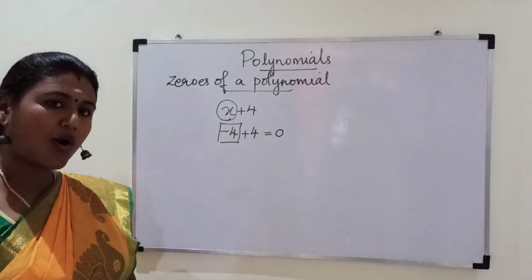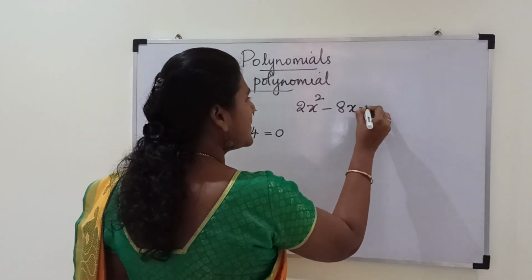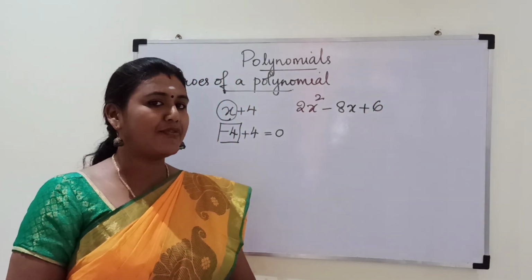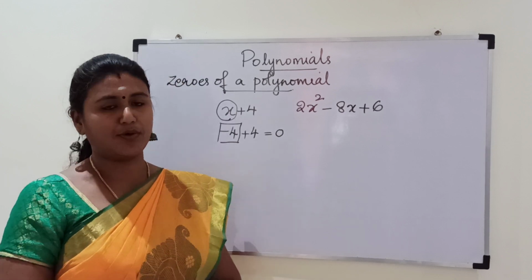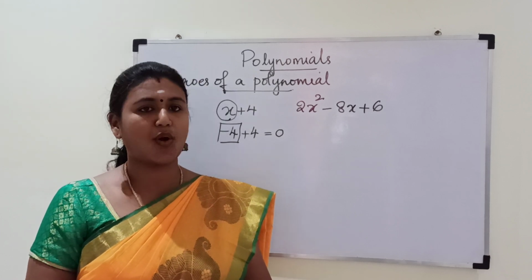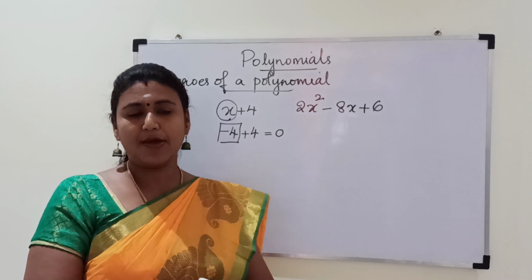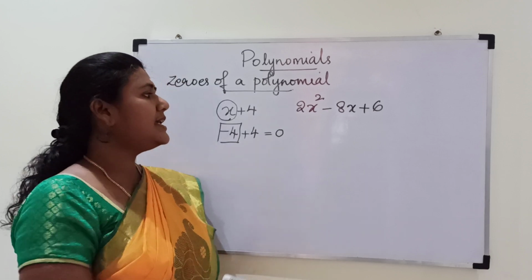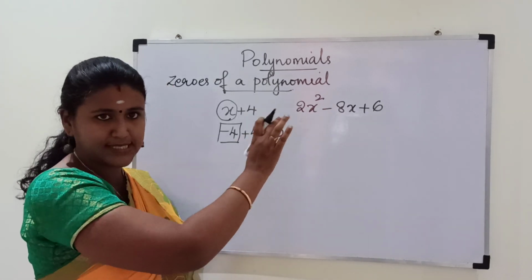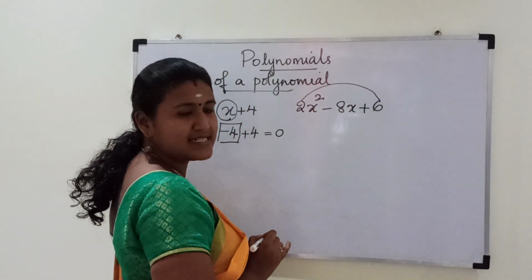Let us consider a quadratic polynomial 2x square minus 8x plus 6. How will you find the zeros of this polynomial? So in class 9 you have learned how to factorize a quadratic polynomial using the splitting the middle term method. Using the same method, here we are going to find the factors of this polynomial first. So you know how to find the factors.